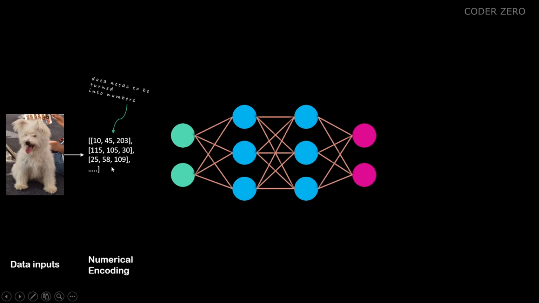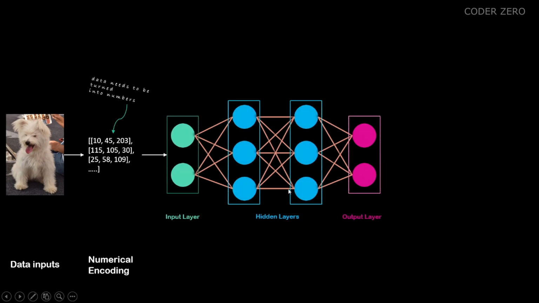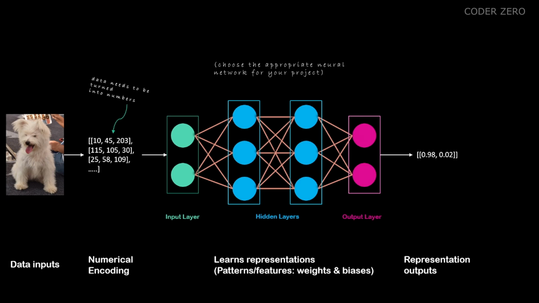Then we'll give these numbers to the network. And our network will try to learn the patterns or the features from these numbers, and it will give us an output. As you can see, these are also numbers, and then we'll convert these numbers back into our required output. So this is an overview of how a neural network works.